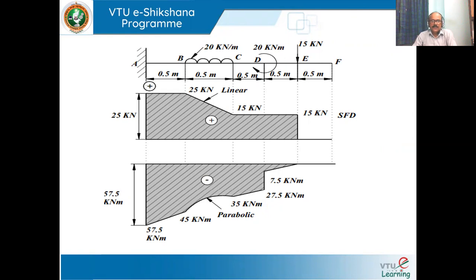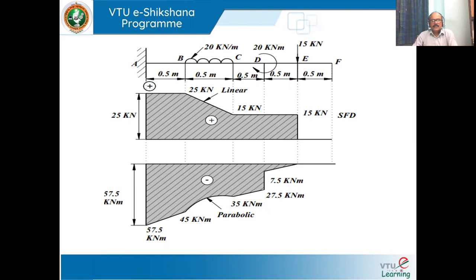Right clockwise is negative, that is minus 15 into 0.5. That is the contribution because of that point load. So at point D, bending moment is minus 7.5. So below that reference line at point D, we have to mark that 7.5 kilonewton meter as shown.